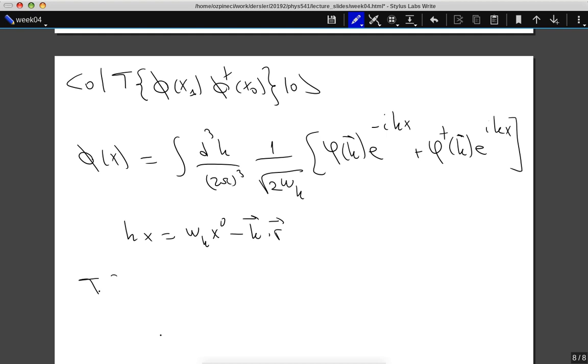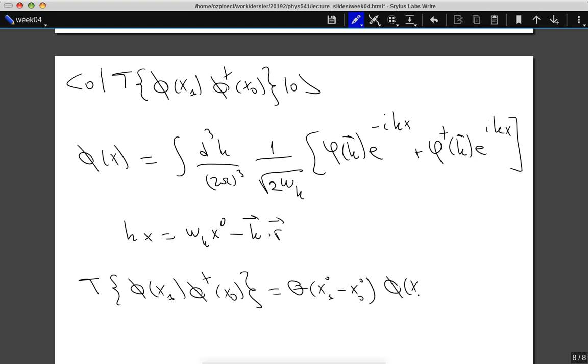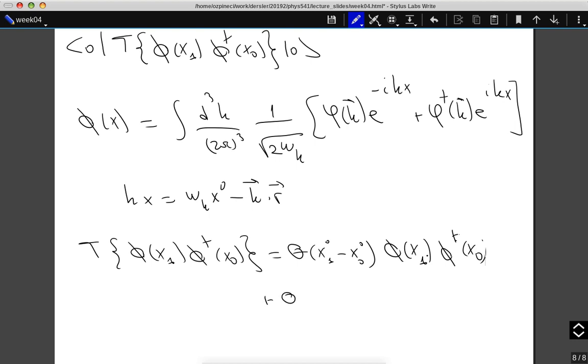Now, what was the definition of the time-ordered product? Well, time-ordered product basically tells me that whichever operator has an earlier time, move it to the right. So this is, if x1^0 is larger than x0^0, it is phi of x1, phi dagger of x0. And if it is the other way around, if x0^0 is larger than x1^0, that is, if the operator at x0 acts later, well, it should act later, it should move to the left.